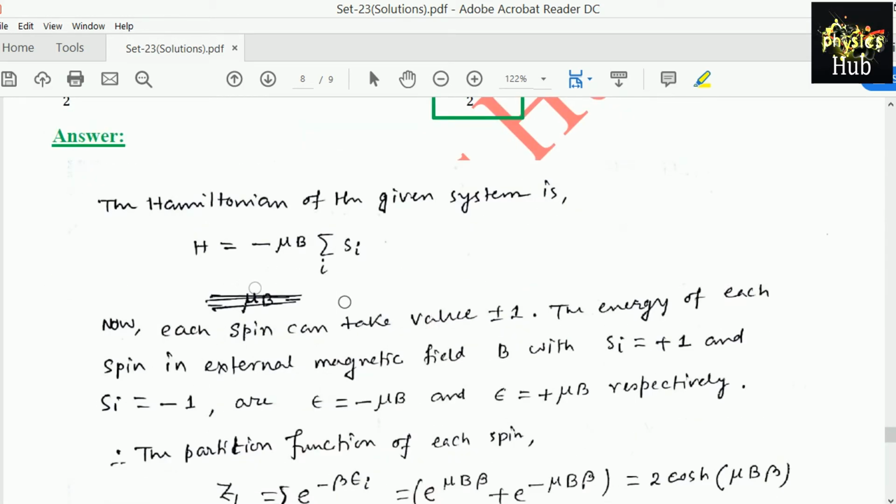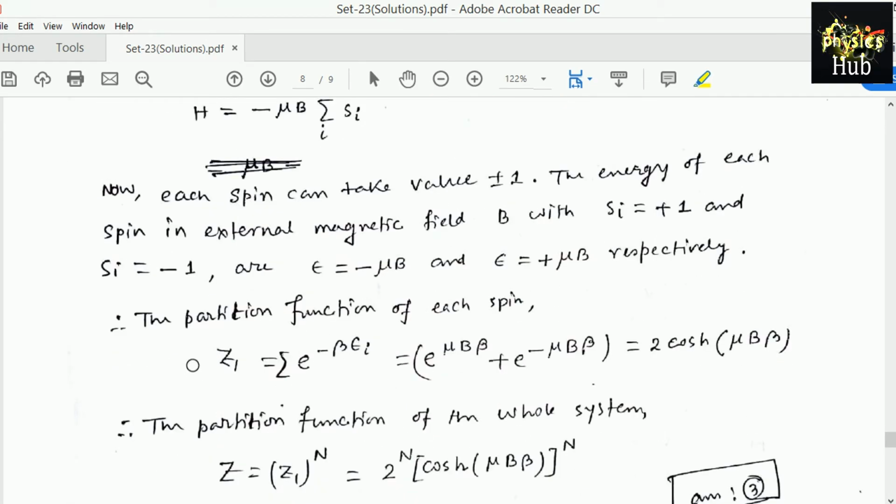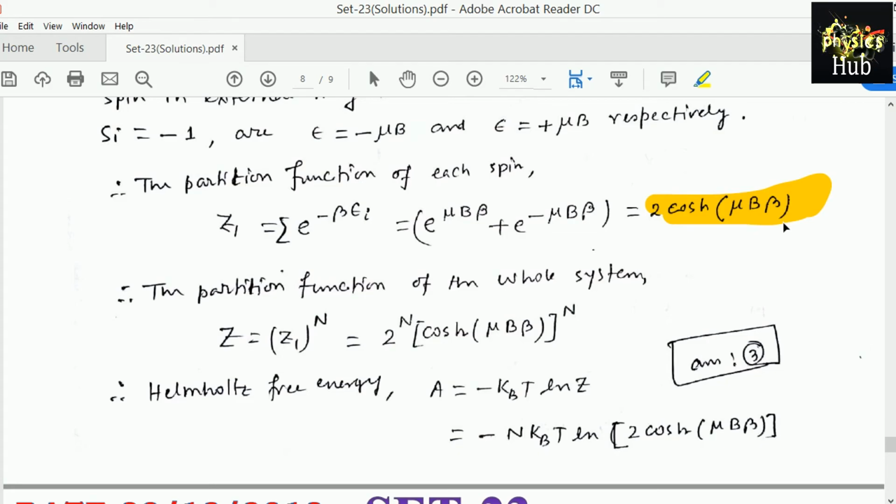The Hamiltonian of the given system is given by this. Now each spin can take values plus or minus 1. The energy of a spin in external magnetic field B with Si equal to plus 1 and Si equal to minus 1 is given by epsilon equals minus mu B and epsilon equals plus mu B respectively. Therefore, the partition function of each spin is given by z1 equals the sum of e to the power minus beta epsilon, so this is 2 cosh(mu B beta), where beta equals 1 by kBT.